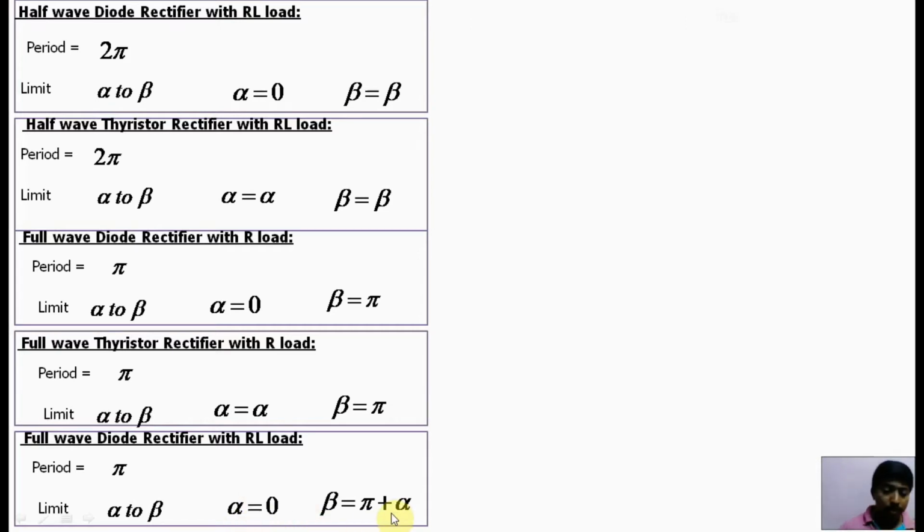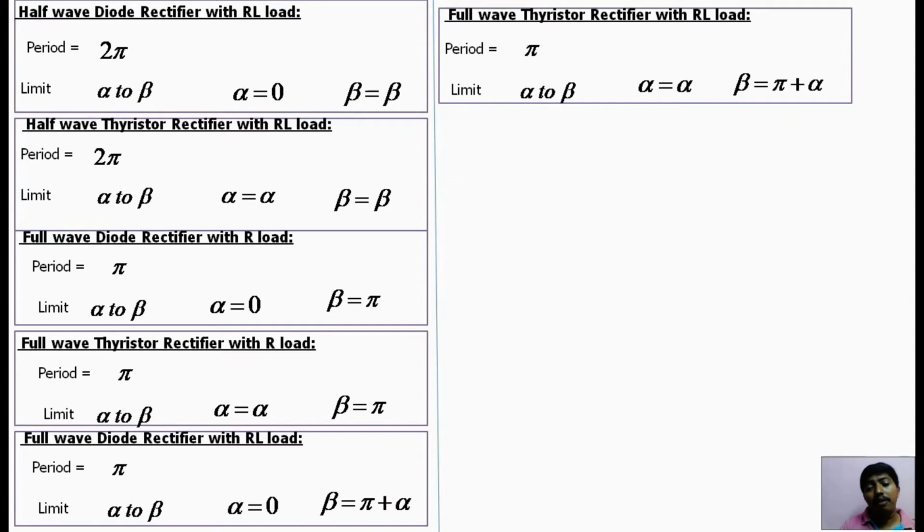So then, full wave thyristor rectifier with RL load. Full wave means pi. Thyristor means alpha starts from firing angle alpha. RL load is a continuous conduction, since a full wave rectifier is a continuous conduction rectifier. So for RL load, beta is equal to pi plus alpha.